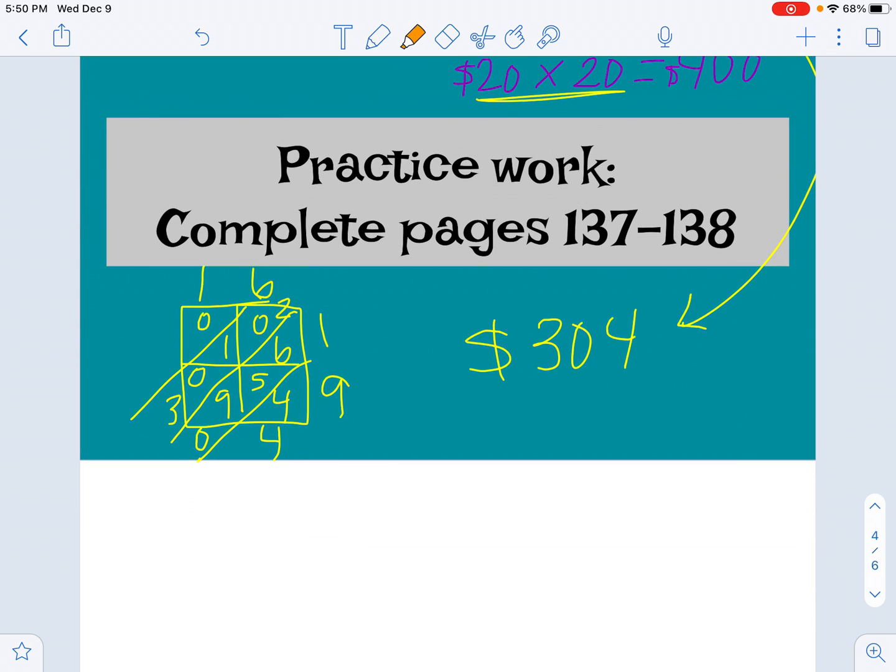On your practice pages, you're doing pages 137 and 138. You have 4 number stories to try. And then as we've been doing, continue practicing those multiplication facts.